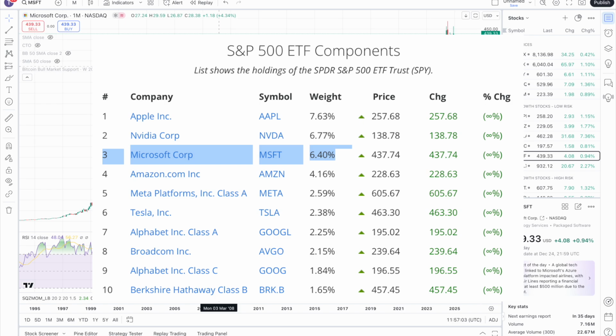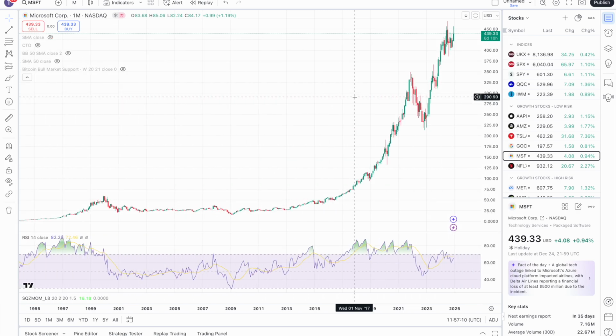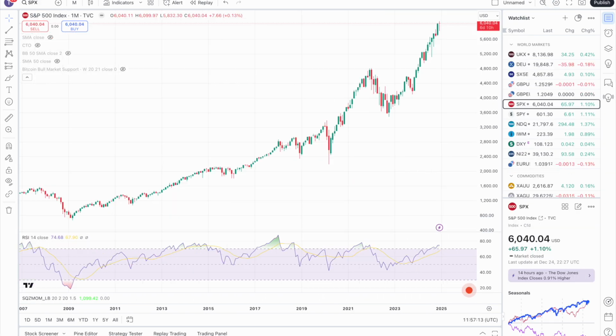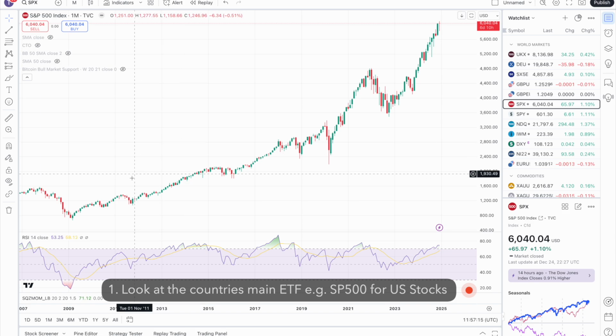And this is important to know because before I even look at the chart of Microsoft, it's important to look at the main ETF where it's actually held. So I would have a look at the S&P 500. This is the chart of the S&P 500. And what I want to know here is, is the S&P 500 in an uptrend or a downtrend? The reason for this is if the S&P 500 is in an uptrend, then the likelihood is Microsoft is also in an uptrend, because Microsoft is one of the leading stocks within the S&P 500.